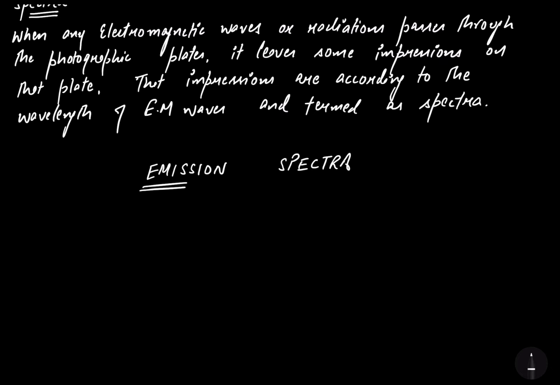As we know, with the increasing distance of the orbit or stationary state from the nucleus, the energy of the electron in that stationary state increases. So when an electron transits from a higher stationary state to a lower stationary state, obviously it will emit some energy in the form of a photon. We make that photon strike a photographic plate to give some impressions, and those impressions will be termed as the emission spectra. So I'm writing this for you.